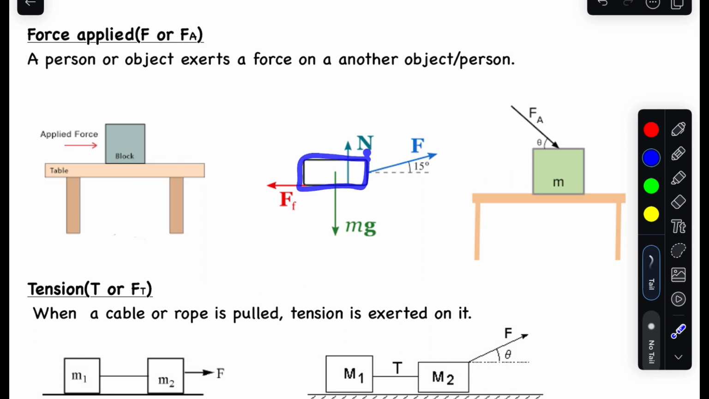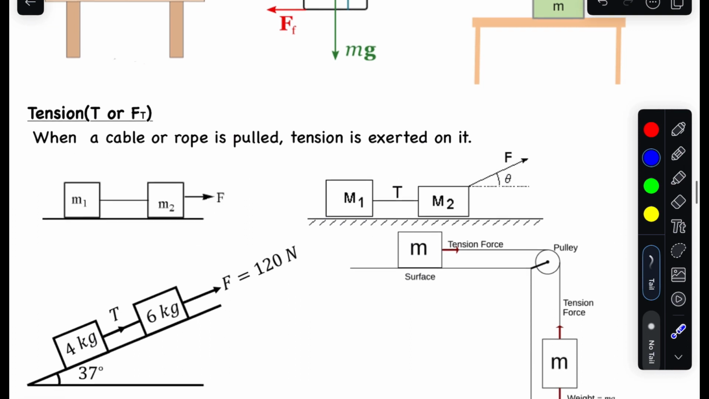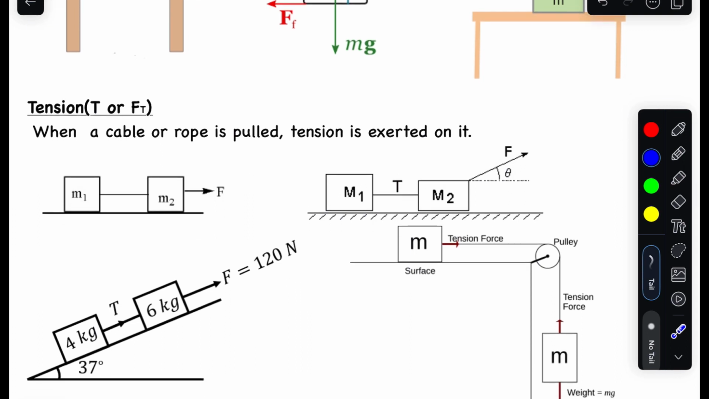If you look at this object here, there's a force that is exerted at an angle on that object. So we call that a force applied. There's a force on that object in that direction there, so we call that a force applied, guys. And there's another type of force applied, we call it a tension force. A tension force is capital letter T or FT, subscript T.